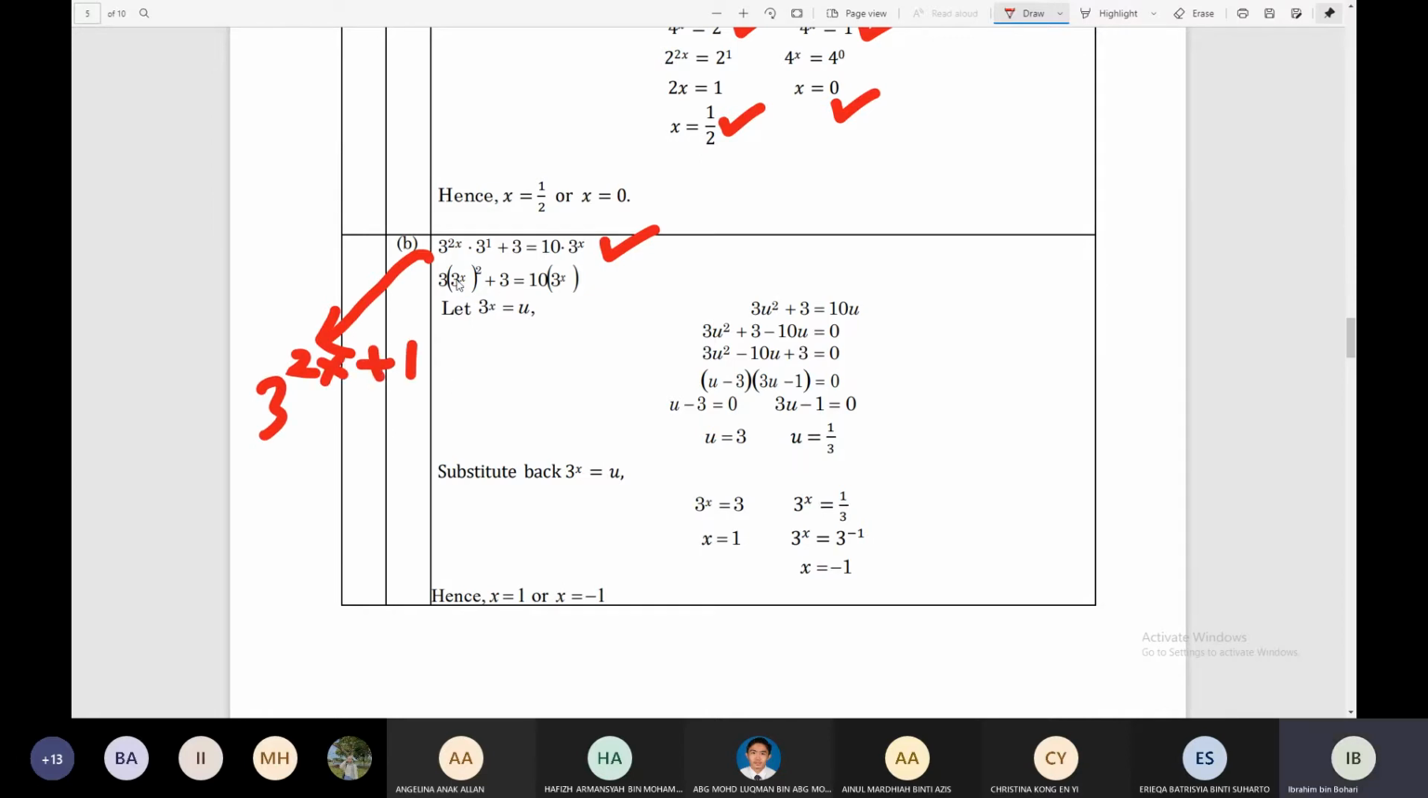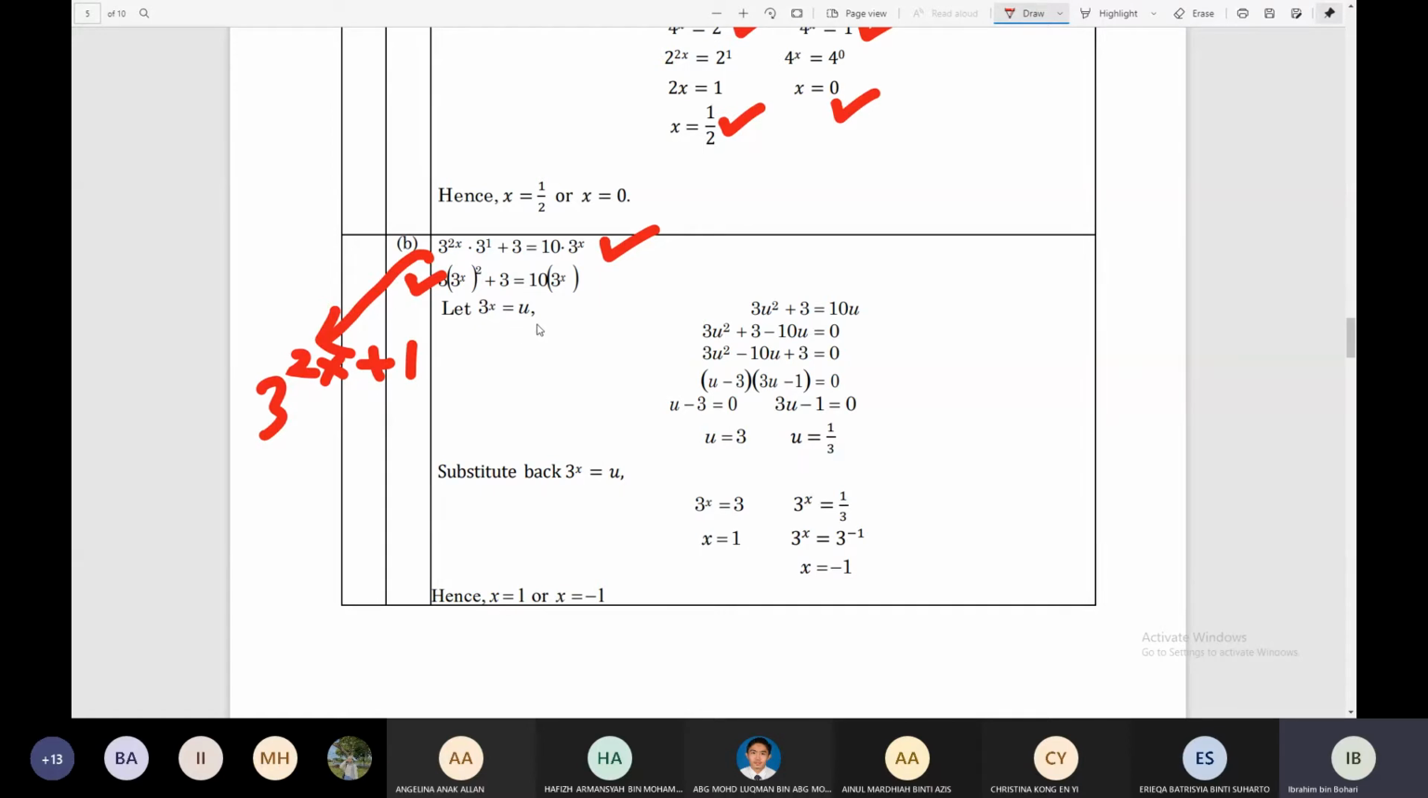Okay, so here equals 3 raised to the power of 2x times 3, and 3 times 3 to the x, and here is a power of 2. Okay, check the terms, and plus 3, and here equals 10 times 3 to the x power. The power must be a power of x. This one is 3 to the x power, and here 3 to the x power.